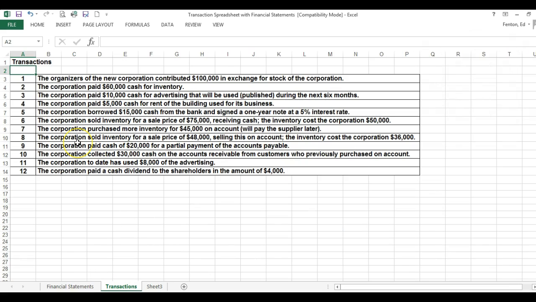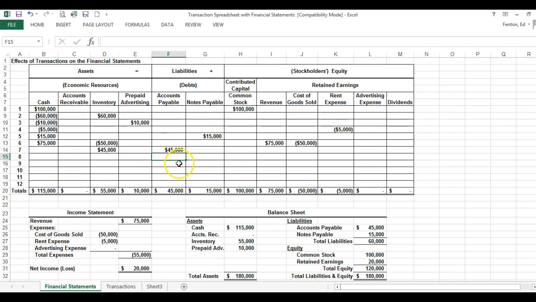Transaction 8. The corporation sold inventory for a sale price of $48,000, selling this on account, not receiving cash at this point. And this inventory cost the corporation $36,000. So we're selling it for $48,000, and it cost us $36,000. Now, $48,000 is the increase in the accounts receivable account, and this account is the account that shows how much the customers owe us. It's revenue that's coming in, balance sheet, our income statement, and the inventory cost us $36,000. We reduce inventory $36,000 and show this as an expense called cost of goods sold, $36,000.